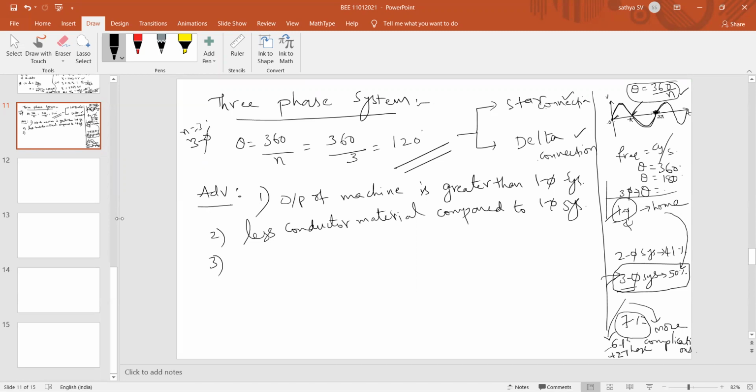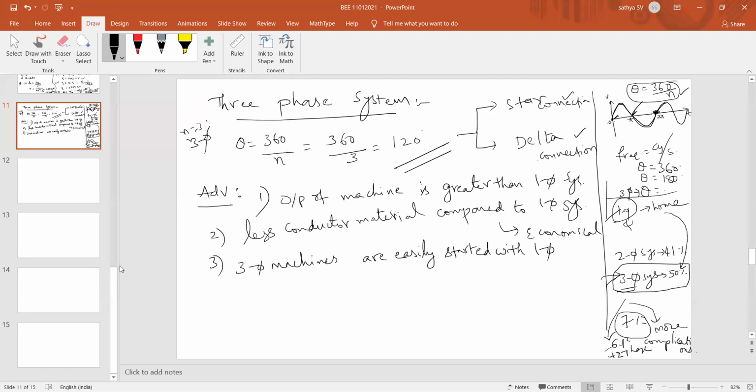Therefore, we can conclude the second point as economical. The three phase system is economical compared to the single phase system. And one more advantage is that three phase machines are easily started compared to single phase.